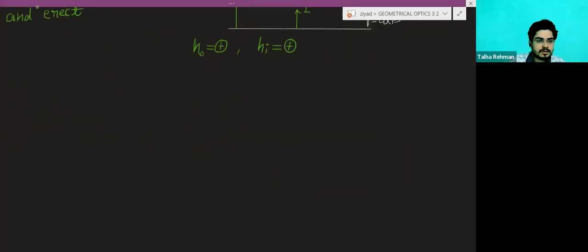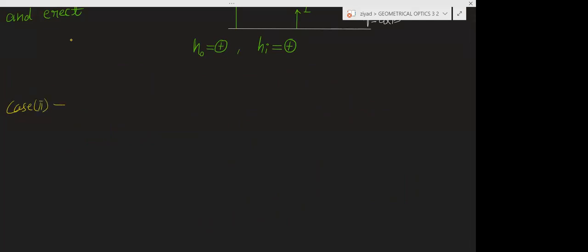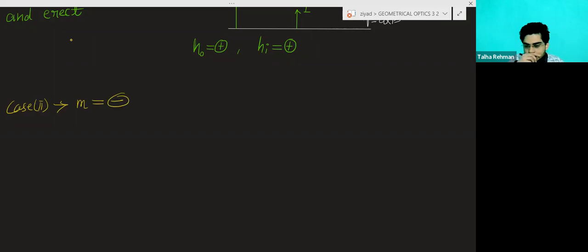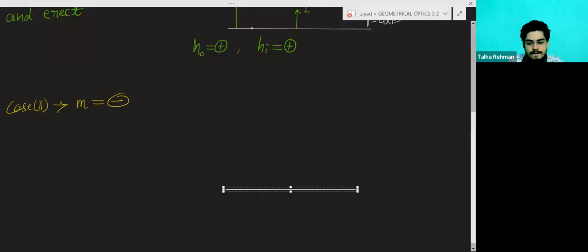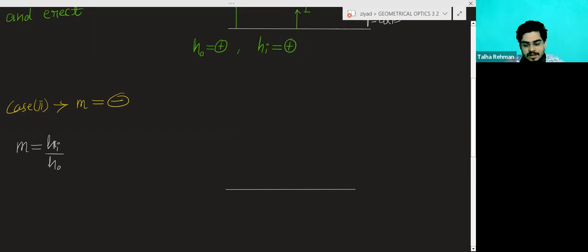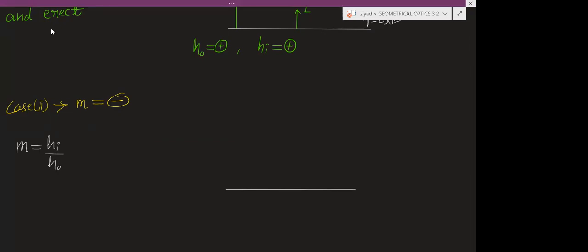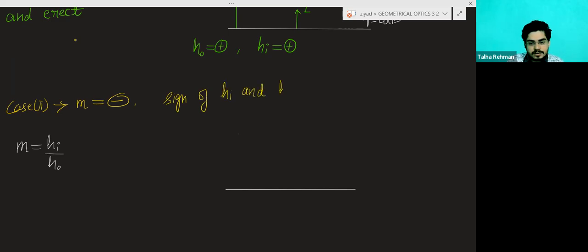Now case number second, when magnification is negative. Suppose this is the principal axis. Now if the magnification is negative, what is the formula for the magnification? Height of the image divided by height of the object. If m is negative, then sign of hi and ho should be opposite. Simple maths. Then only the m will be negative. So sign of hi and ho are opposite.